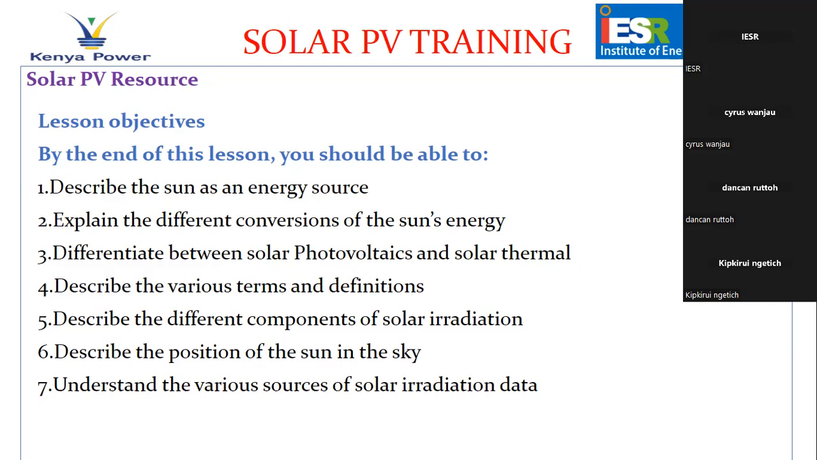optimal positioning of solar PV modules with respect to the position of the sun in the sky, and then the various sources of solar irradiation data, which are usually useful in determining how much potential in solar power a given site or location can provide. And of course, we will be interested also in trying to download or see how we can download the data from some of those sources.